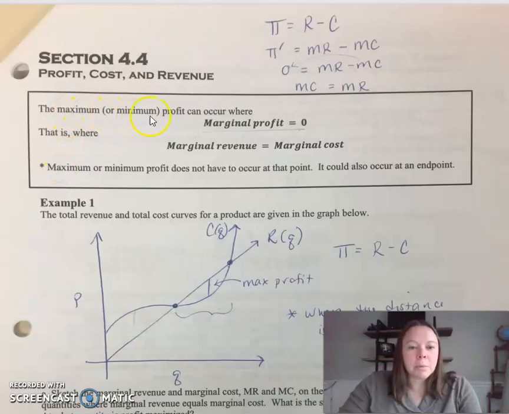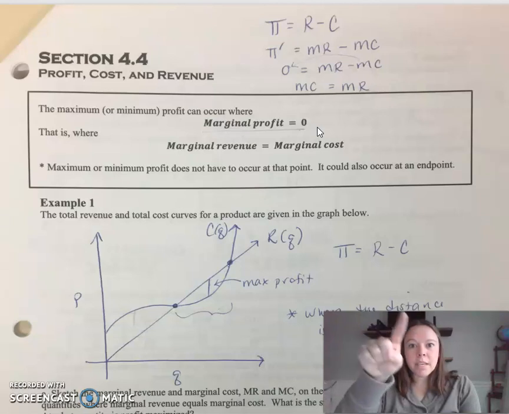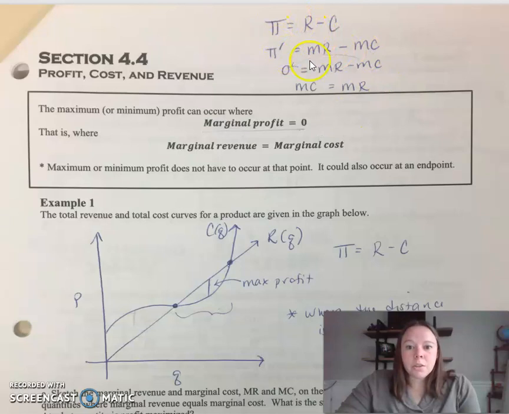So the maximum or minimum profit can occur when your marginal profit equals 0. If you think about this, remember this whole marginal profit, that's the derivative of your profit function. And where the derivative is equal to 0, that's where you have a maximum profit, or it could be a minimum profit, because that's where the slope of the tangent line equals 0.